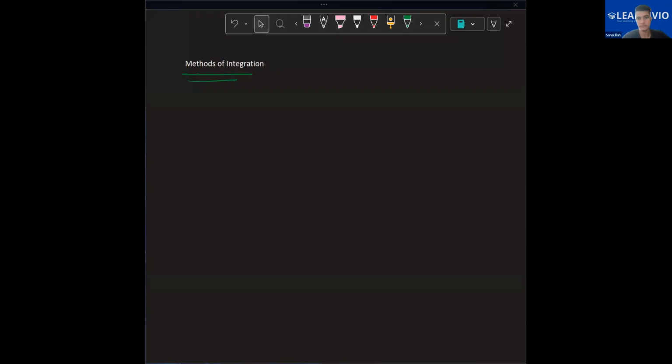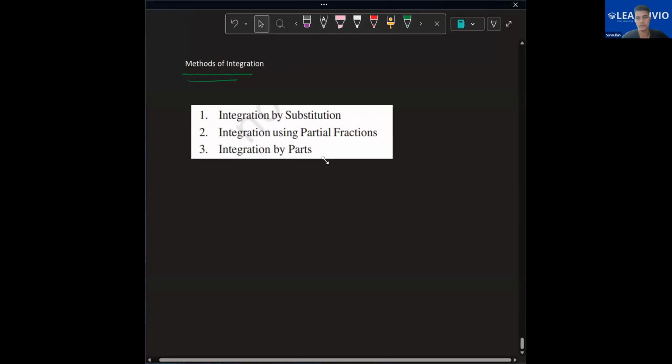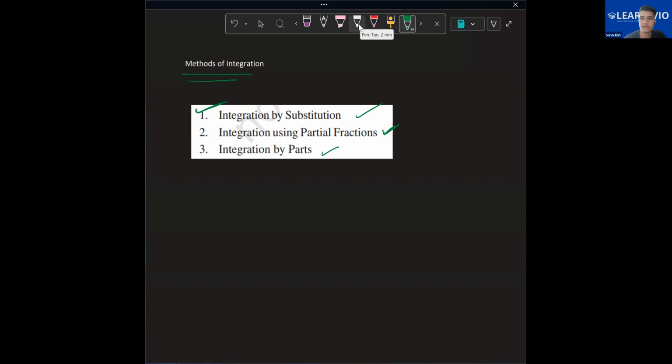These are integration by substitution, then integration using the partial fraction, and then integration by parts. Now, first we will learn about integration by substitution. So, मैं इसको theoretical way में नहीं समझाऊंगा. We will directly solve questions and we will see how we can substitute any part in the integral so that we can make the question easy.